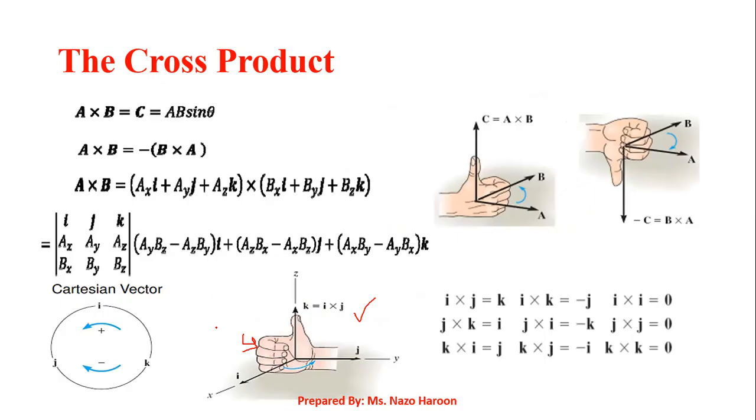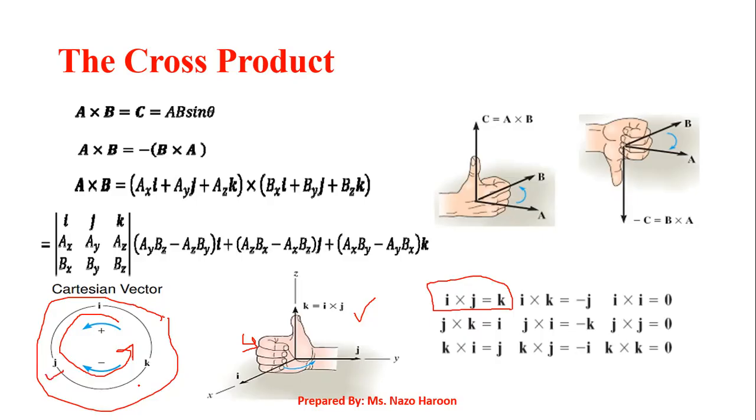So what you need to remember is that please look closely at this picture. You need to follow this convention, right? This is an anti-clockwise rotational direction. So whenever you have to multiply i cross j, you will get a positive k, right? So you are following the anti-clockwise direction. Likewise, if you have to multiply j cross k, it will always be a positive i, like this. Likewise, if you have to multiply k cross i, you have to get plus j.